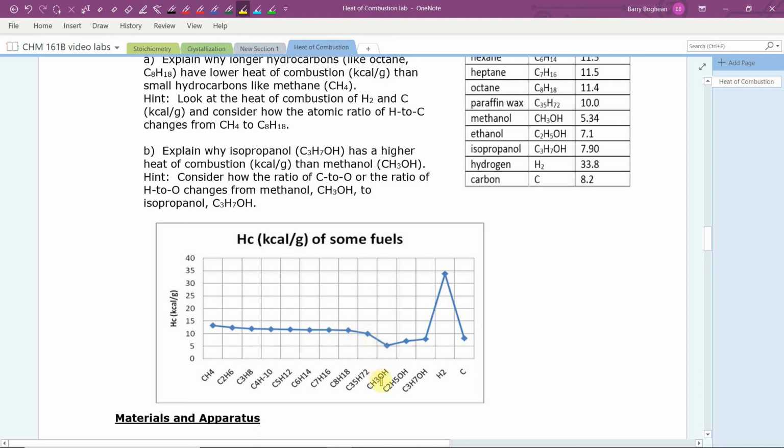Now add an oxygen to the fuel, as in the case of alcohols, and you get a pretty significant drop in the heat of combustion, that is per gram. That's because the mass of oxygen is increasing the mass of the fuel, but oxygen itself is not a fuel. So given that, looking at the ratios of carbon to hydrogen, carbon to oxygen, hydrogen to oxygen, you can probably answer those questions quite well. So that ends our experiment on the heat of combustion of fuels.